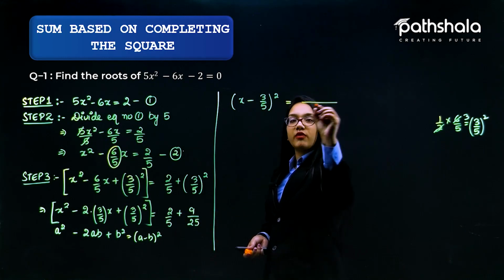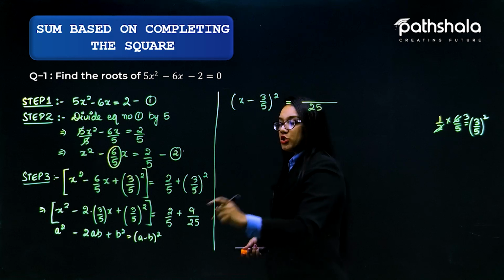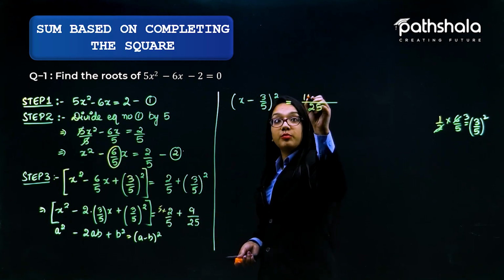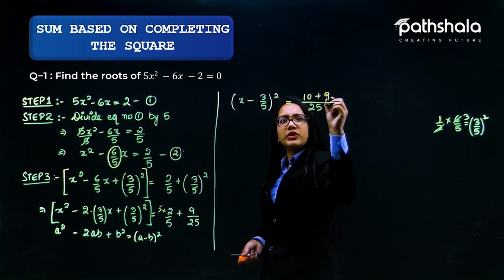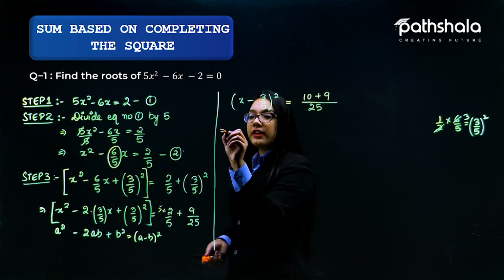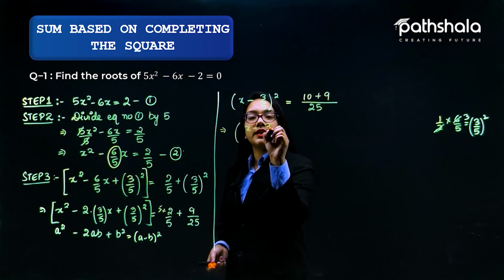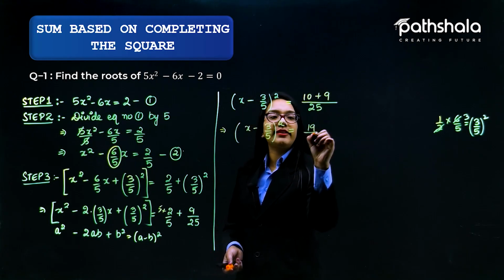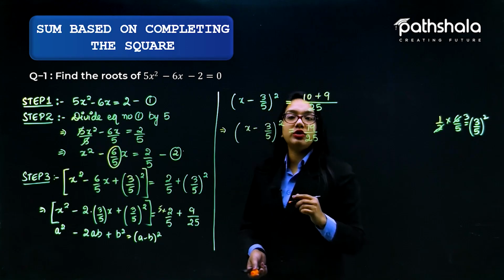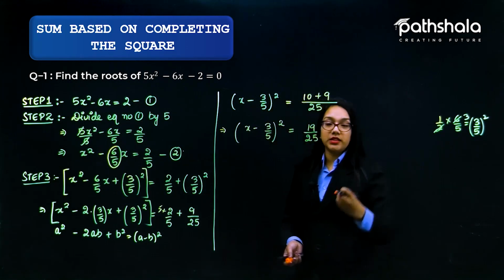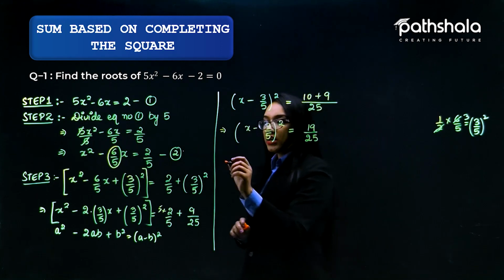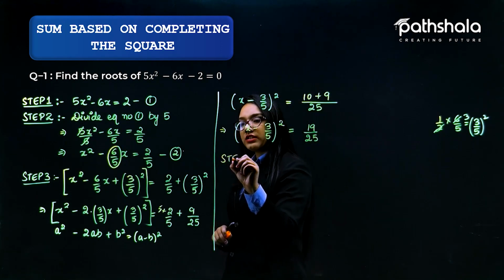Let's take the LCM here. We have 25, so 5 will get multiplied with 2 here. 5 into 2 is 10, plus 9. So this is 10 plus 9. Further, we have (x minus 3 by 5) whole square equal to 19 by 25. Now we have to take the square root on both sides of the equation in order to get the value of x. So let's move on to step number 4.